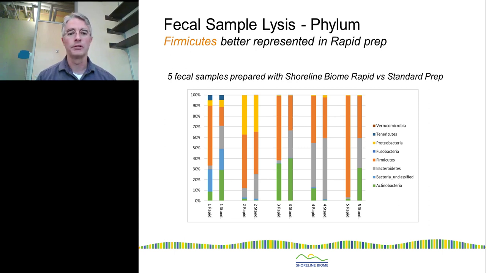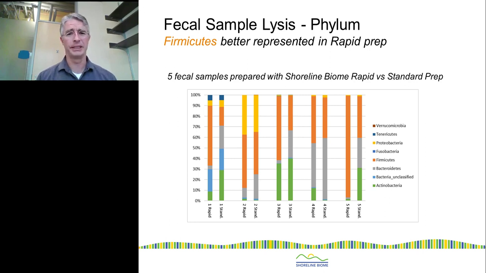These are actual real-life fecal samples that were prepared with our rapid prep versus one of the standards out there. What we're looking at is the orange bar when we compare samples 1, 2, 3, 4, and 5, and the size of that orange bar relative to the rest of the microbes. You can see that in the rapid prep compared to the standard prep, in almost every case, you see a lot more of the Firmicutes, the gram-positive ones, the ones with the tough cell walls, coming out.